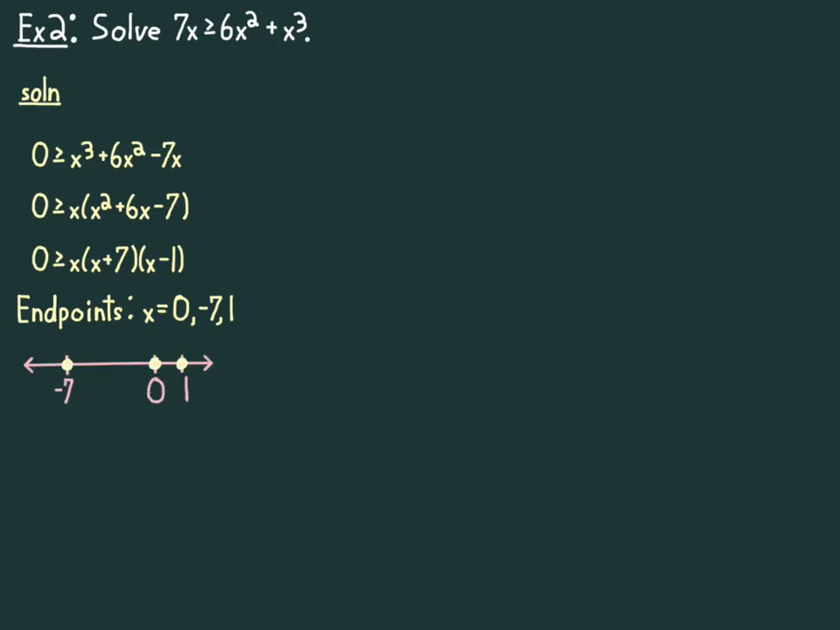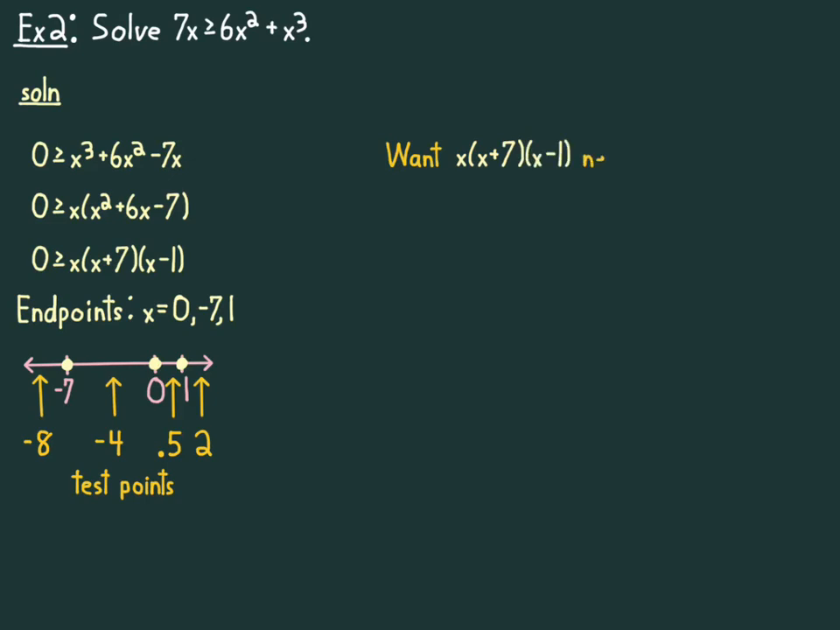These 3 points divide the number line into 4 regions, and I have to have a test point for each region. Okay, so I just picked test points in each of the 4 regions. I picked, going left to right, -8, -4, 0.5, and 2.